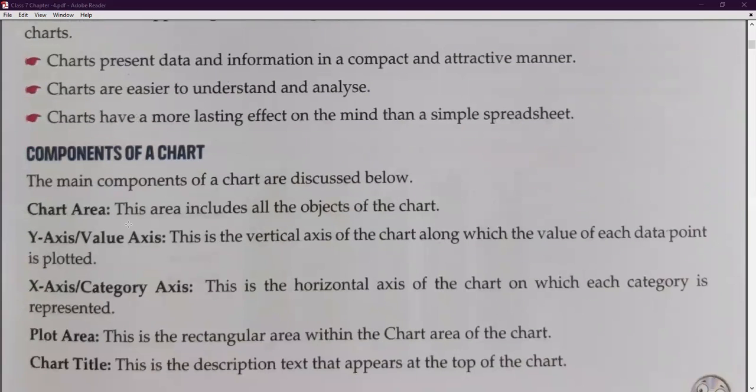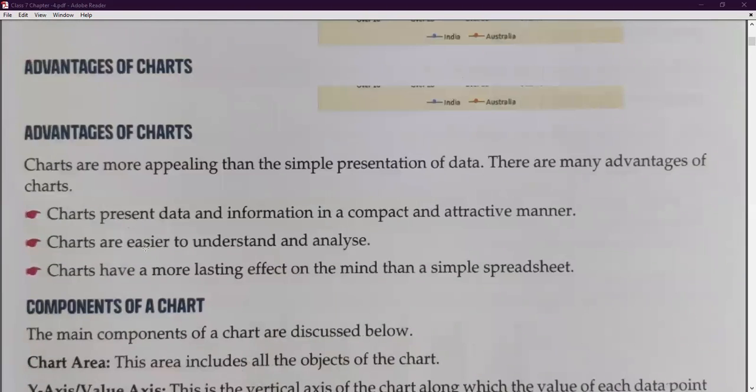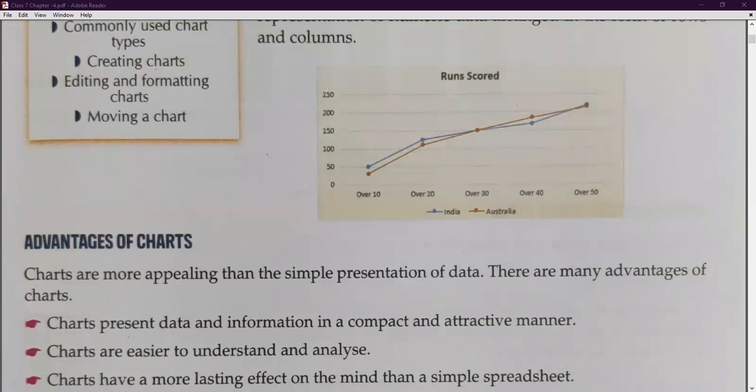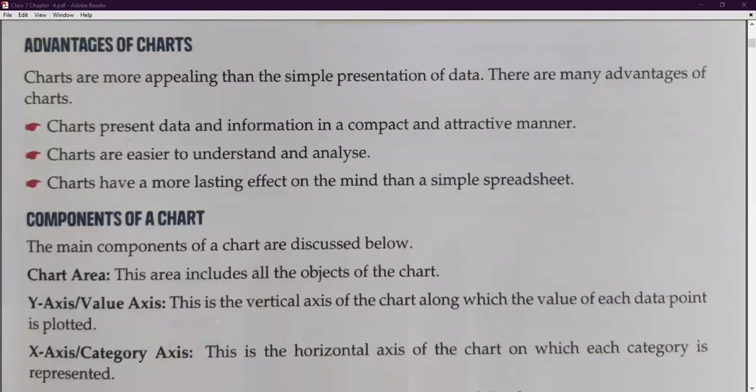Now we will understand the components of a chart, that means what a chart consists of. The first and foremost thing is the chart area. Chart area means the area that includes all the objects of the chart. The area in which we are drawing our chart is known as the chart area. Second is the y-axis, also known as the value axis. Y-axis means the vertical line. This is known as the y-axis, and it is also known as the value axis because we provide values on it.